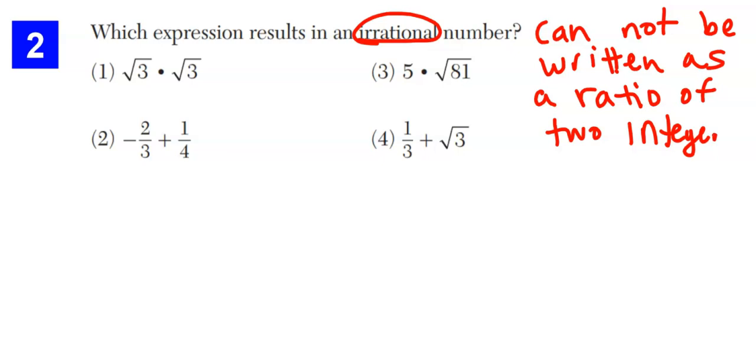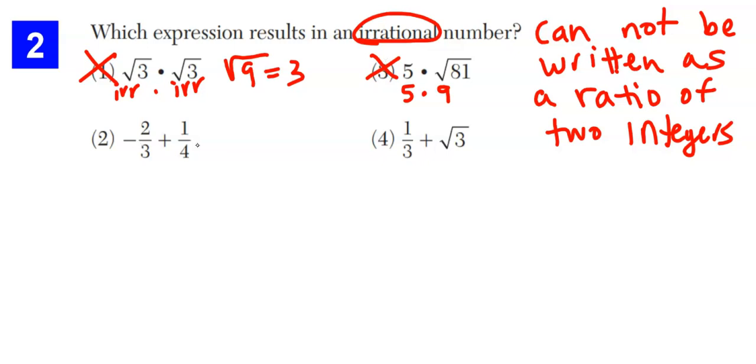So when I look at all of these expressions, I know that this is irrational and this is irrational, but when I multiply the square root of 3 times the square root of 3, I actually get the square root of 9, which results in a 3. That's rational. 5 times the square root of 81 is the same as 5 times 9. And any math you do with rational numbers will always remain rational.